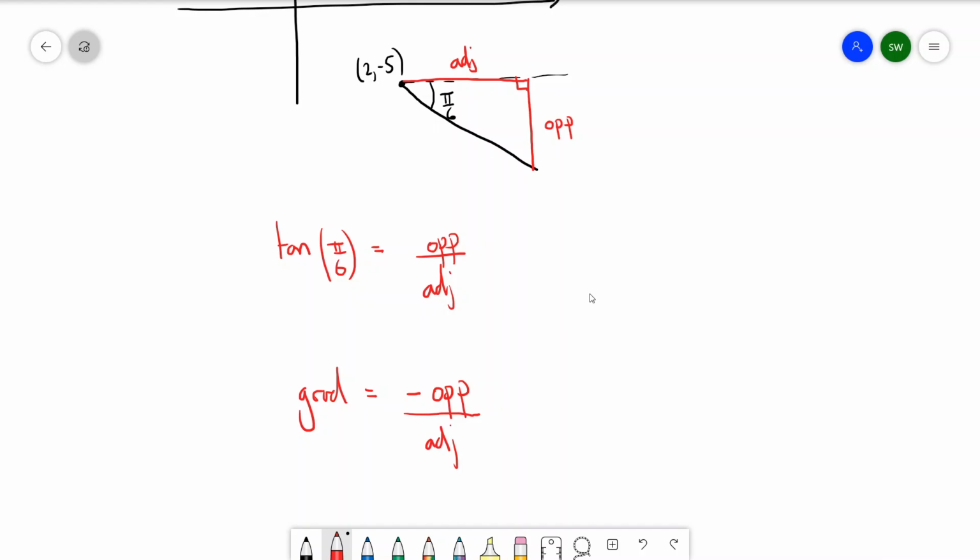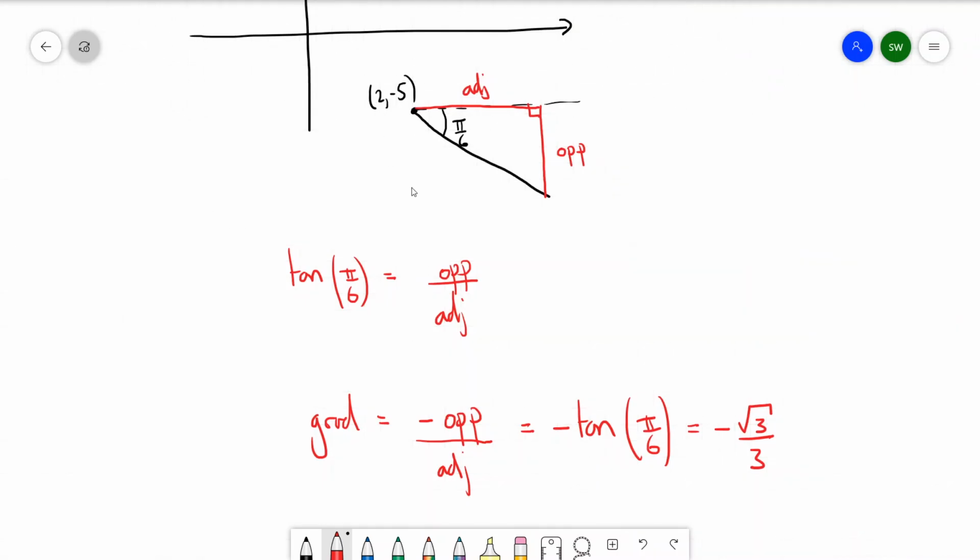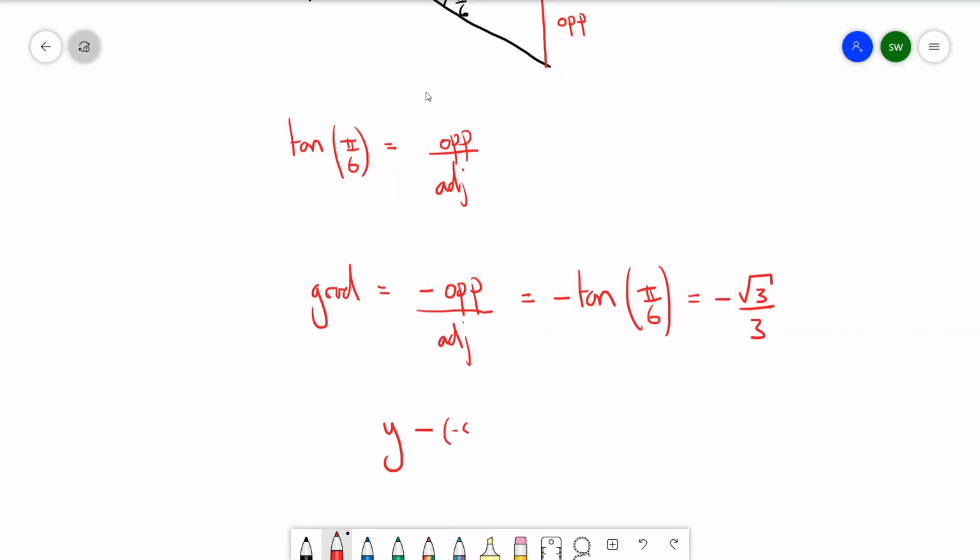So you can see that actually the gradient of this line is going to be equal to minus tan of pi over 6, because opposite divided by the adjacent is tan of pi over 6. So the gradient of this line is going to be equal to minus root 3 over 3. So we can come up with the equation of this line. The equation of this line is going to be y minus, well, we know that it goes through this point, so y minus minus 5 equals the gradient times by x minus 2.